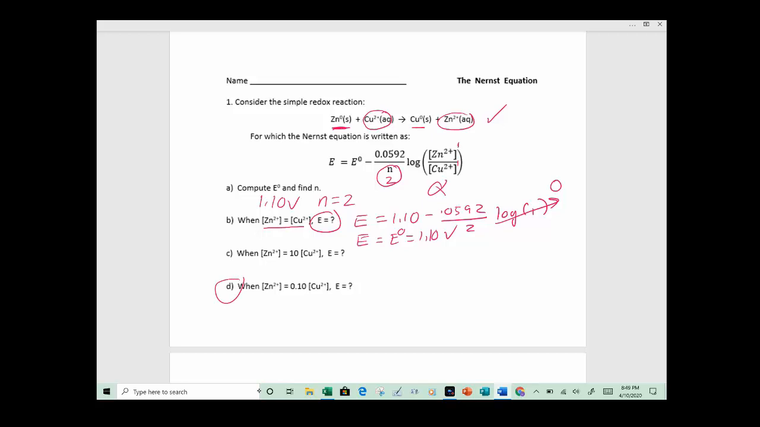Let's take case D here. When the zinc ion concentration is 1/10 the copper ion concentration, it's zinc over copper, so we would have 0.1 here. Log of 0.1 is -1. We get 1.10 plus 0.0592 over 2.